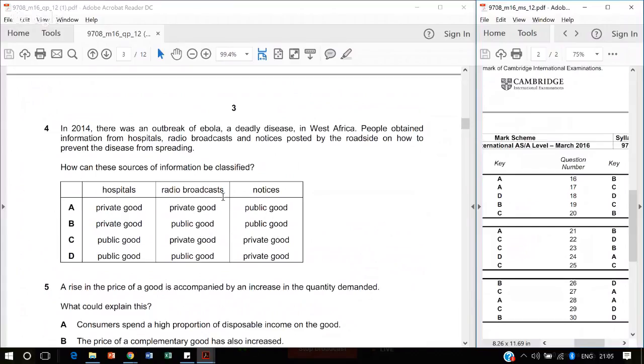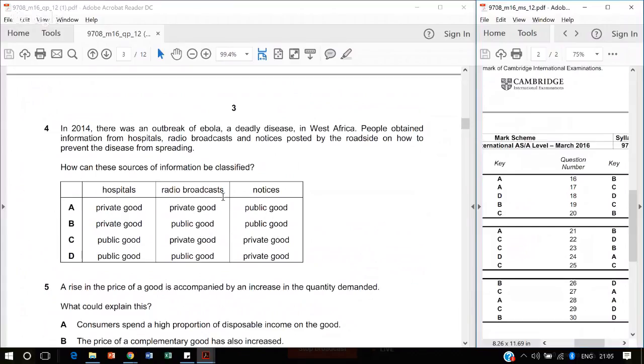A private good is one where we can exclude people, so excludable, and rivalrous. We've gone through those definitions before, but just a quick recap. Rivalry is about the fact that if one person consumes some of the good, that means there's less left for other people. Excludability is about whether you can actually stop people consuming it.